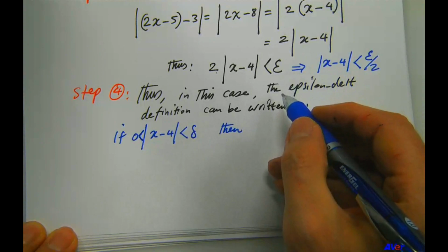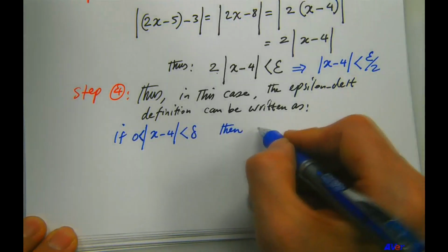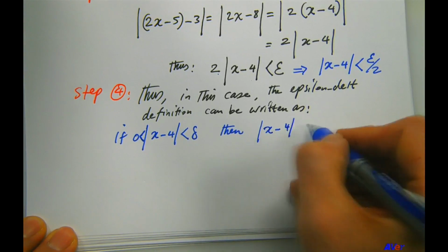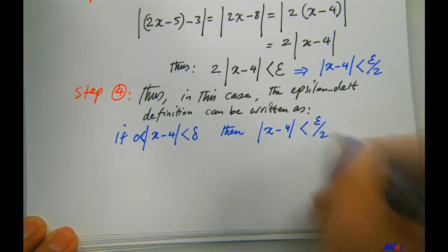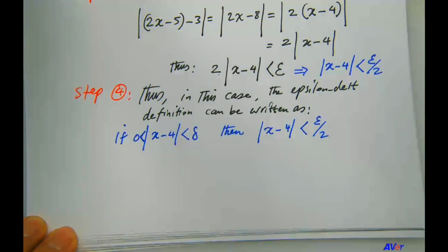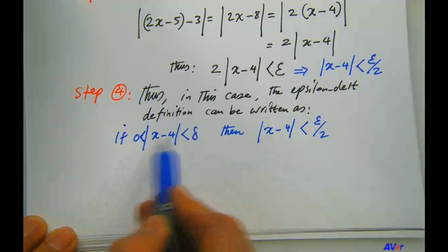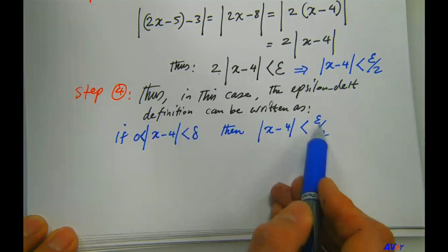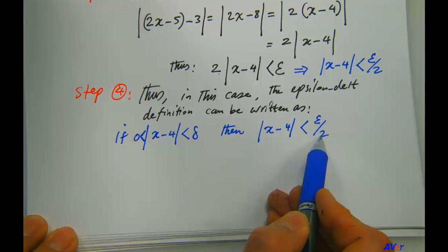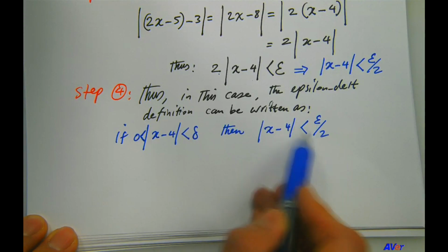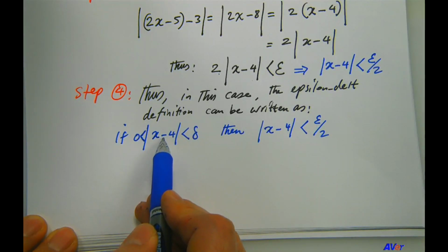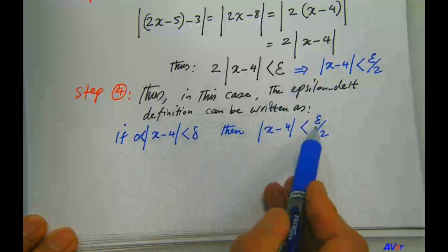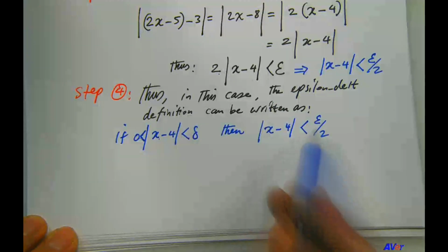Then the absolute value of x minus 4 is less than half of epsilon. Okay, that's clear because this is x minus 4, that's x minus 4. If x minus 4 is less than half epsilon, then we found a value within 0 to delta that corresponds to the epsilon that we had. So there is a limit.